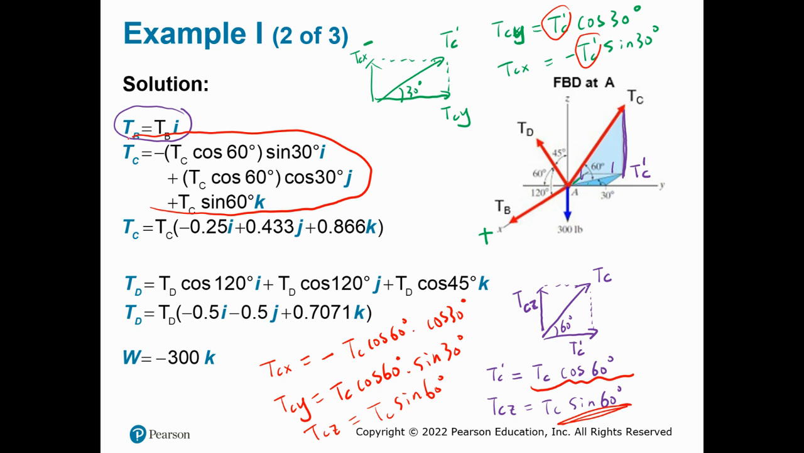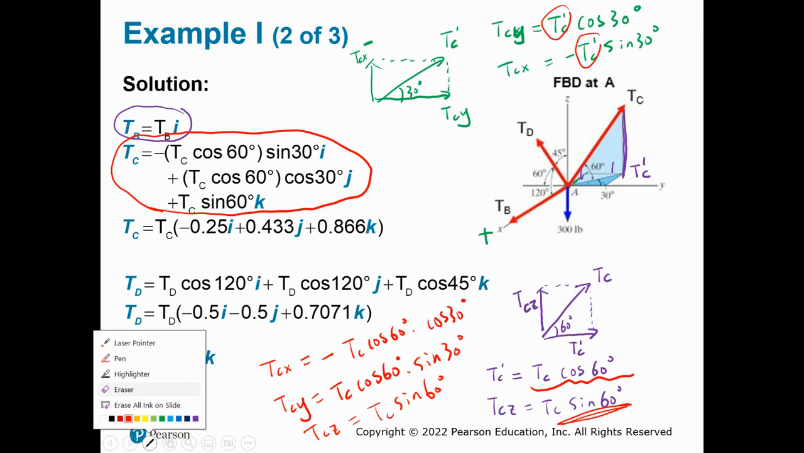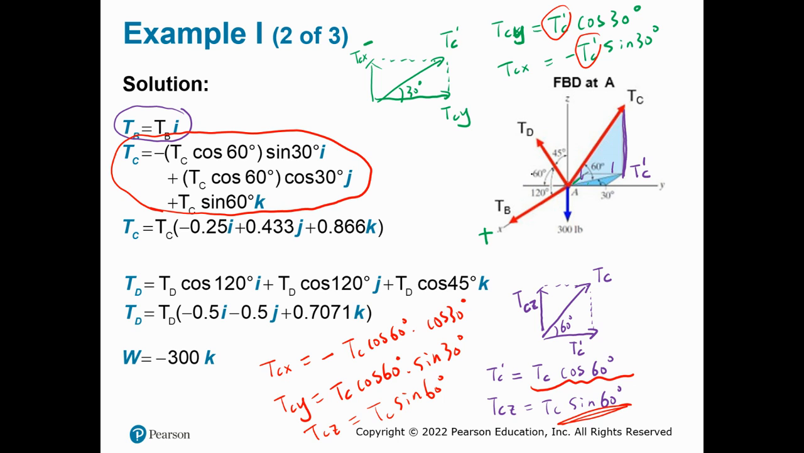We break it, project it twice because it's in the 3D world. Next one, and then you plug into your calculator. Next one is your TD. TD, all the angles are given. So you're going to use that 120, 45 degree, and the 60 cosine, cosine, cosine to get the actual IJK component. And I'll be careful with the direction.